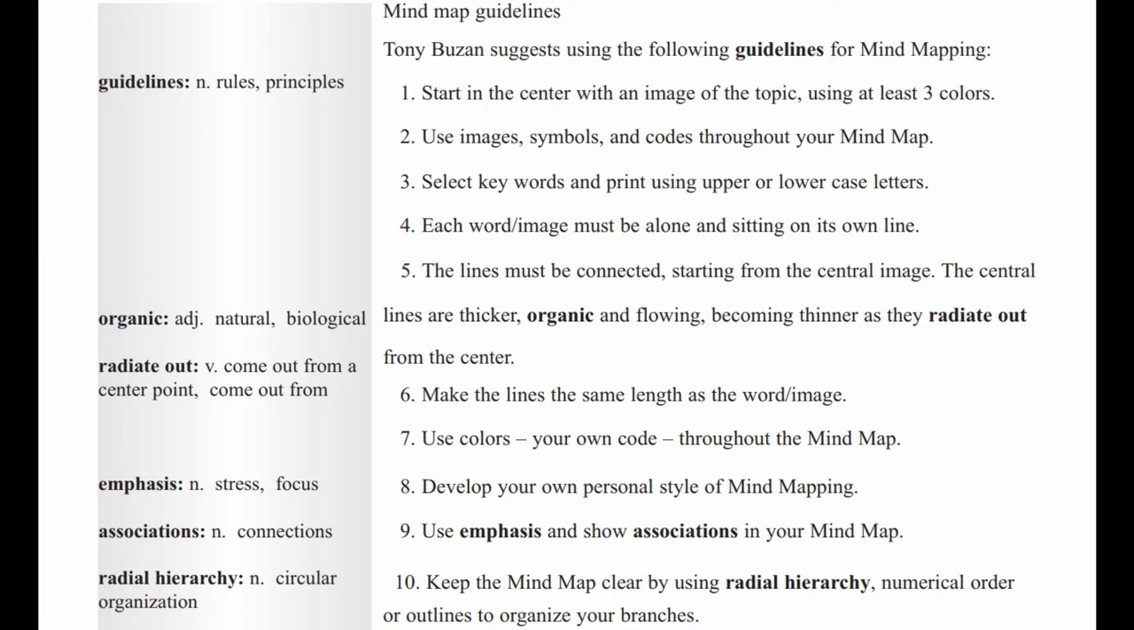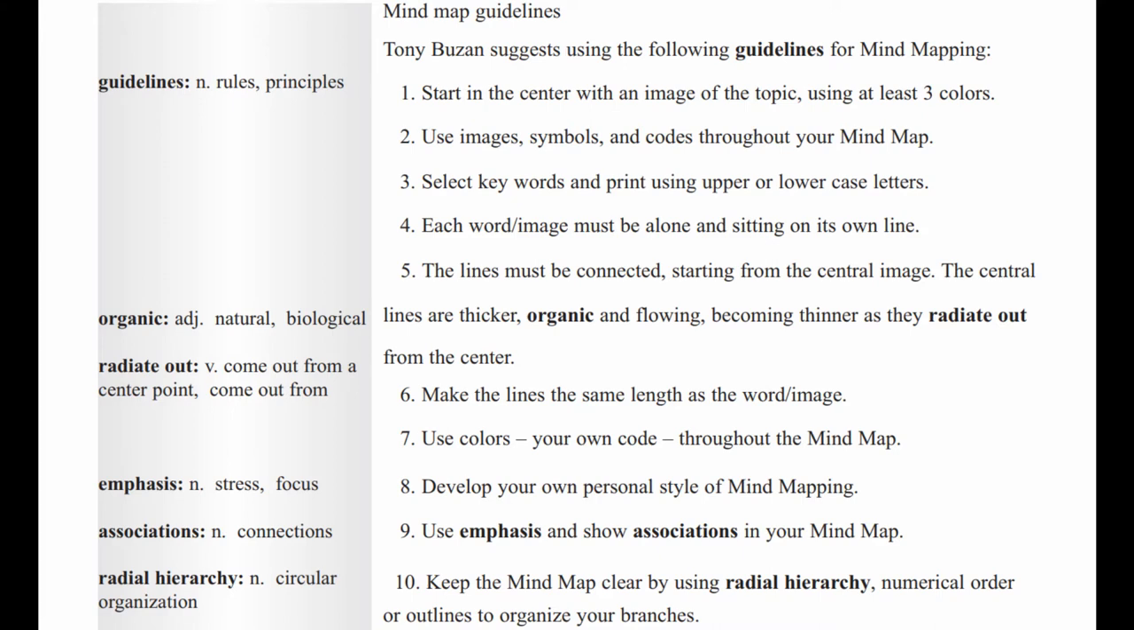Alrighty, let's go to number 9 first, actually. We see the word associations. It says use associations, show associations in your mind map. In this case, associations means connections or relationships, right? An association means you're connected somehow to somebody or something.